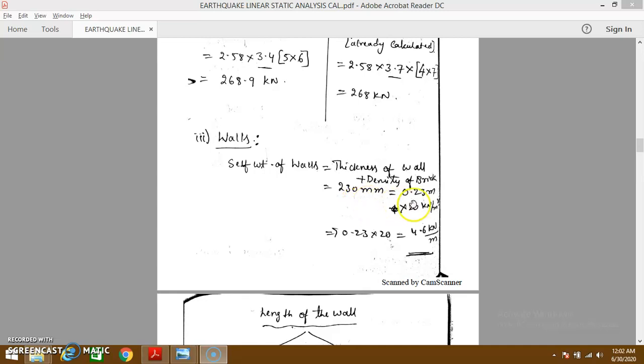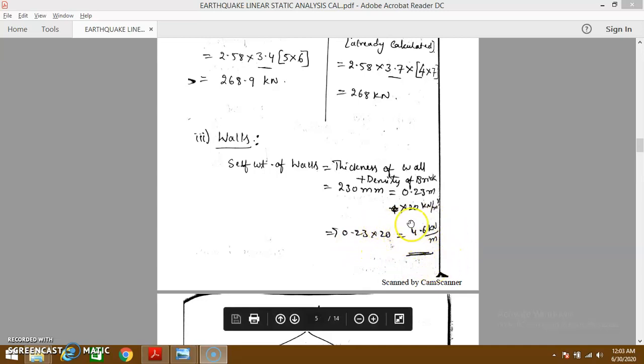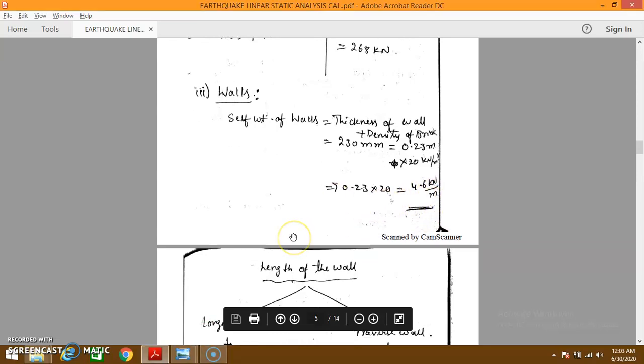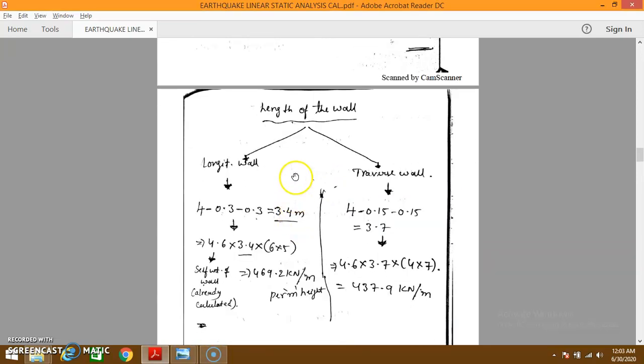A 9-inch wall equals 0.23 meters, multiplied by the density of brick, 20 kilonewton per meter cube. That equals 0.23 into 20, which is 4.6 kilonewton per meter. Kilonewton per meter means UDL. Okay. The length of the wall is also the same as for beams.